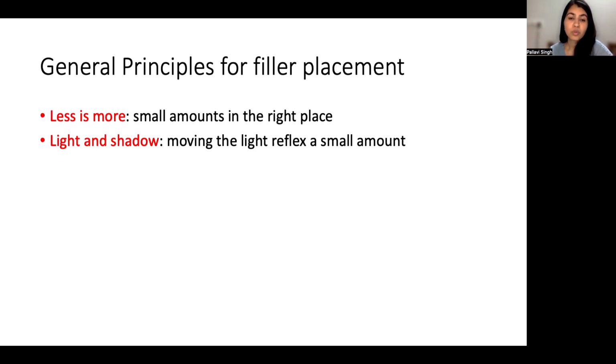General principles that I like to keep in mind when injecting fillers is, first of all, less is more. So it's very important that you understand that injecting small amounts in the right area may take you a long way rather than injecting large amounts everywhere else. So very important to know where the placement is going to be.